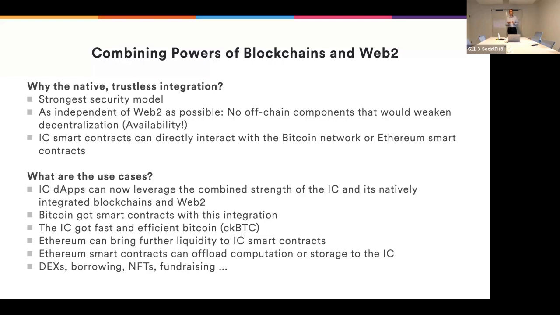This is also very powerful: Ether, USDC, USDT, stablecoins, all of those things can be brought over using this chain key technology with the direct integration. And then, for example, Ethereum smart contracts can offload computation and storage to the IC. This is something very nice. There are lots of use cases overall we can realize with this approach, like DEXes, decentralized borrowing protocols, buying NFTs with different cryptocurrencies, fundraising in Bitcoin or Ether, and so on. So there are no boundaries to what we can do here.